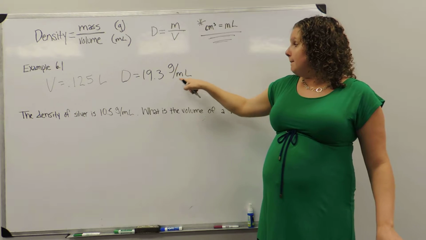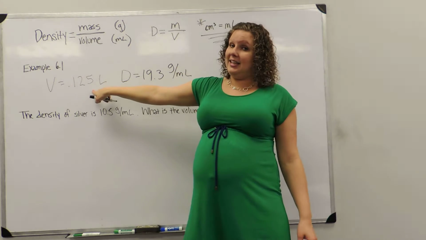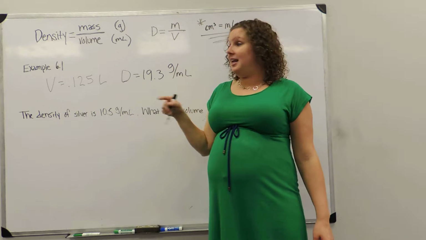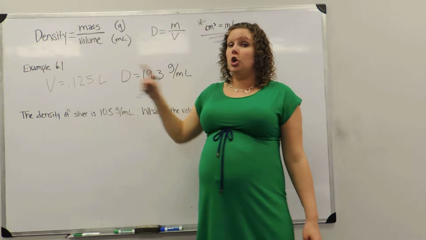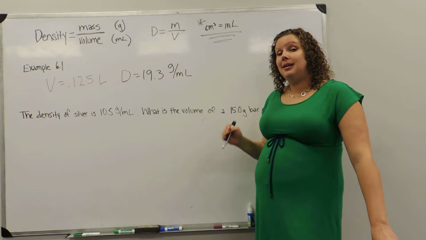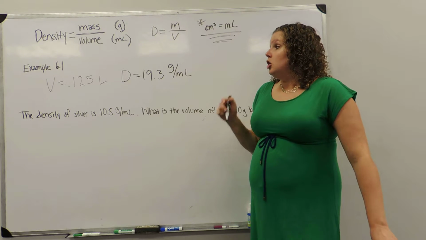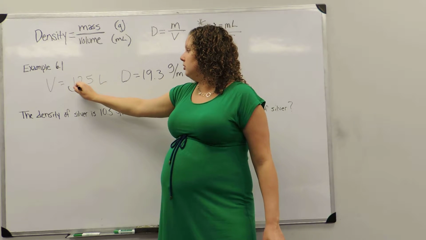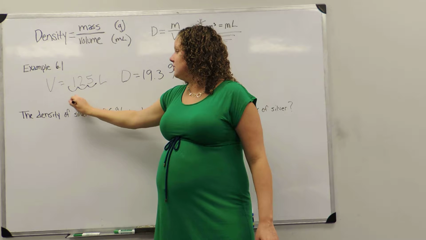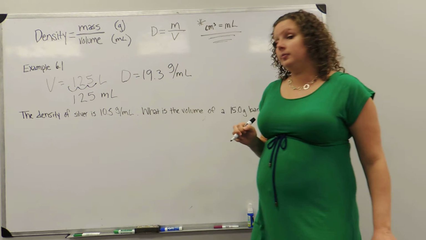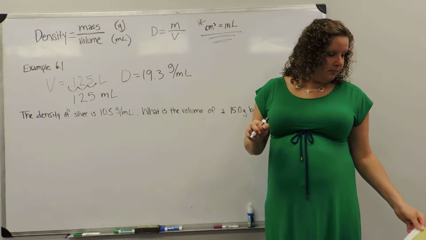This is grams per milliliter. This is in liters. So I cannot just multiply those two to get my M. I need to convert my liters to milliliters. If you remember, there are 1,000 milliliters in 1 liter. So I'm just going to multiply that by 1,000, which is moving the decimal 3 times. So basically this is 125 milliliters, instead of liters.